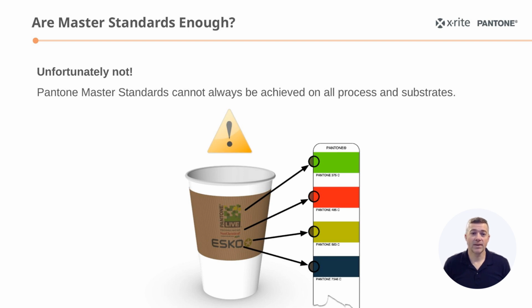Some inks need to meet specific requirements, like rub resistance, food safety, or fade resistance. And not all inks can reproduce the full range of colors with the same vibrancy. That's why understanding how different substrates and ink formulations impact color is key to setting the right expectations.